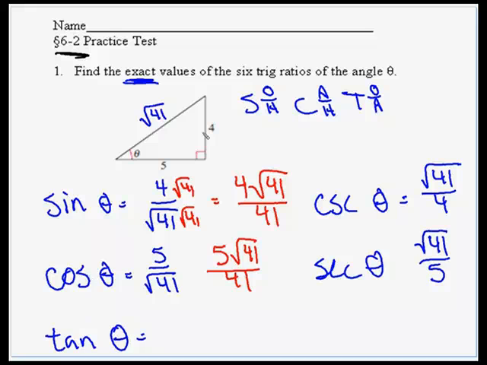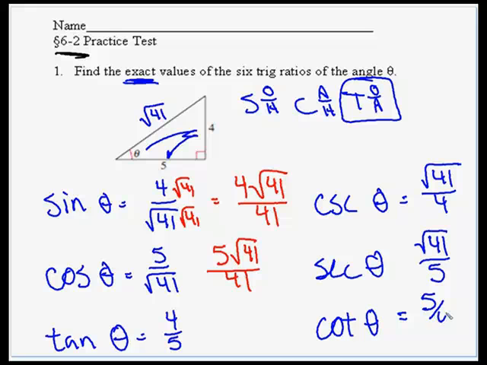Last, tangent, opposite over adjacent through our apartment. Opposite's 4, adjacent's 5, so it's just 4/5. And we flip that over for cotan, 5/4. There are these 6 trig ratios of angle theta, all to the exact value.